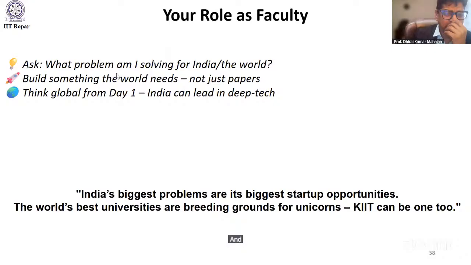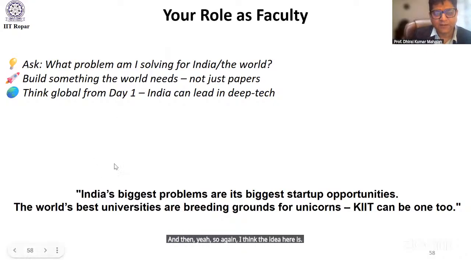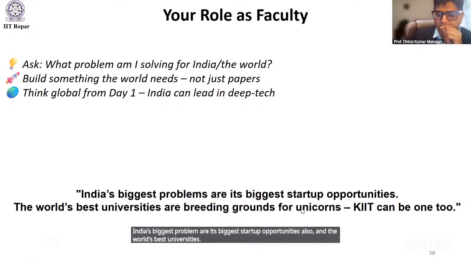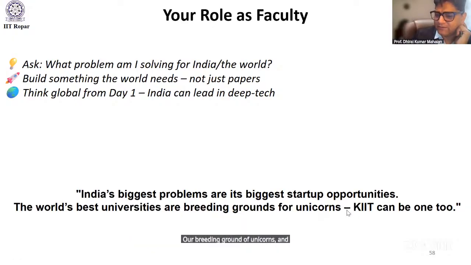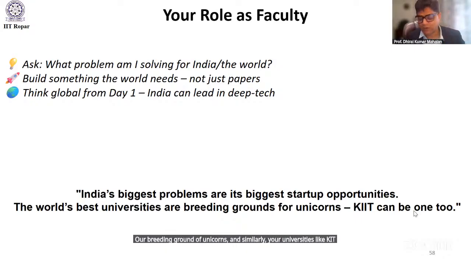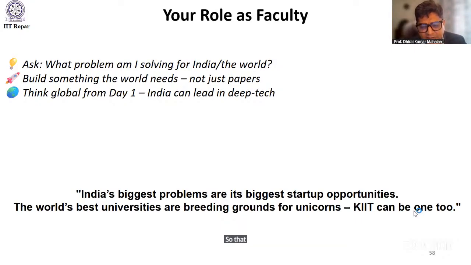And then, yeah, so again, I think the idea here is that India's biggest problems are its biggest startup opportunities also, and the world's best universities are breeding grounds of unicorns. And similarly, your universities like KIT can be one too. So that's my last message in this talk, and I'm open for questions from you.